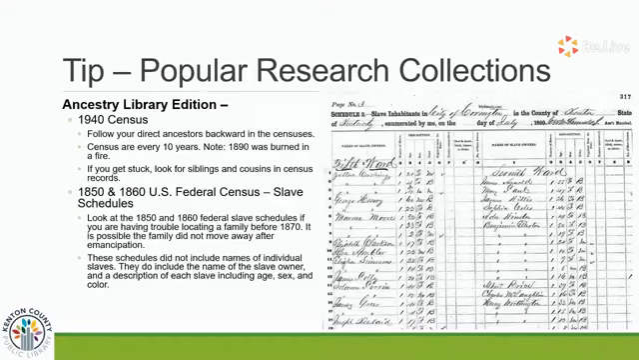And I've given you an example here of what the 1860 slave schedule looks like. So you'll see the name of the slave owner, and then it'll tell you how many enslaved people they had. Unfortunately, like I said, it doesn't give you the names of them. It just gives you the age, the gender, and the color. But it does give you something to work with.